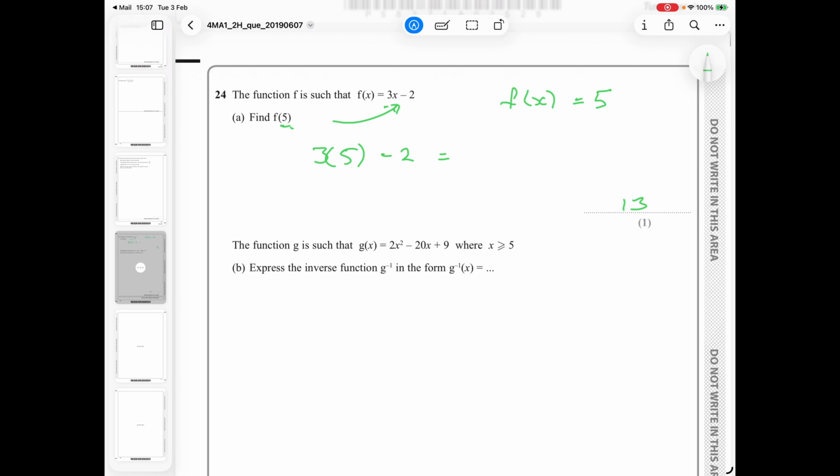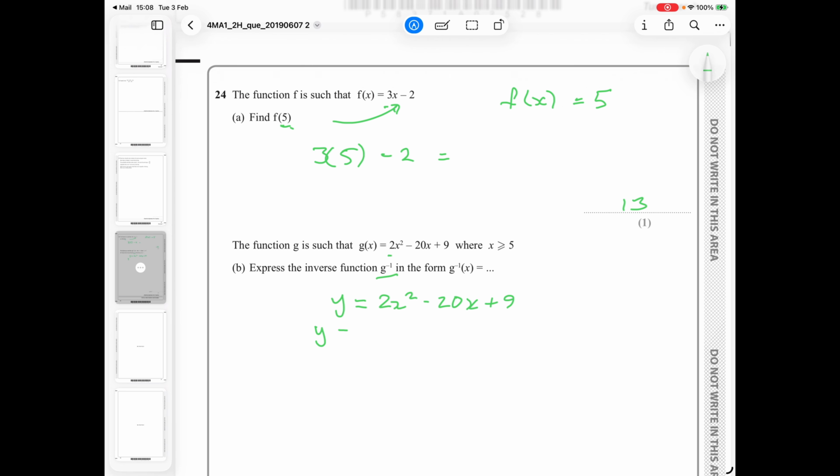Right, the second bit is a function g such that g(x) = 2x² - 20x + 9. So what we have to do in the first place is set it up. If we're doing the inverse, then we set it up to be y = 2x² - 20x + 9. Now, if you want to invert something, you need to have just one x. And in order to do that, we're going to have to complete the square.